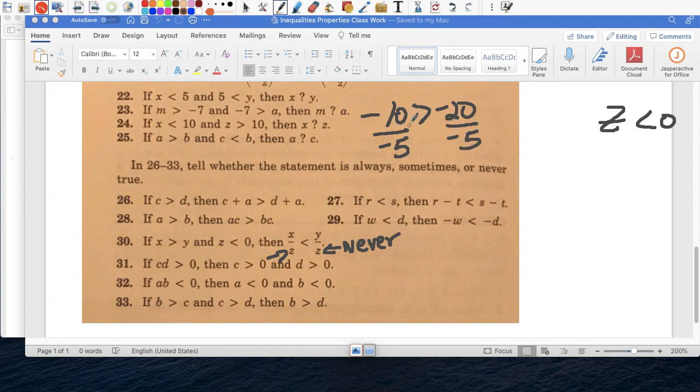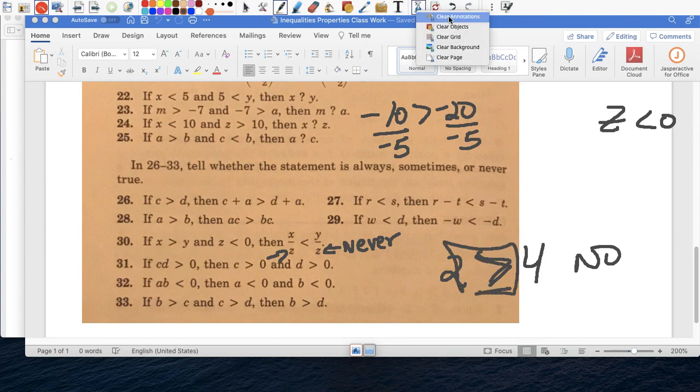Negative divided by negative is a positive. -10 divided by -5 is 2, and then -20 divided by -5 is 4. Is this true? Is 2 greater than 4? No. So no matter what you do, when you divide by a negative number, the inequality will not remain true, because you need to reverse it.